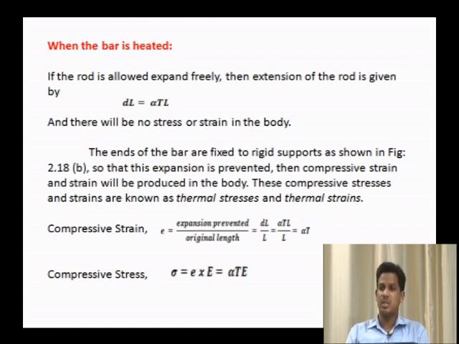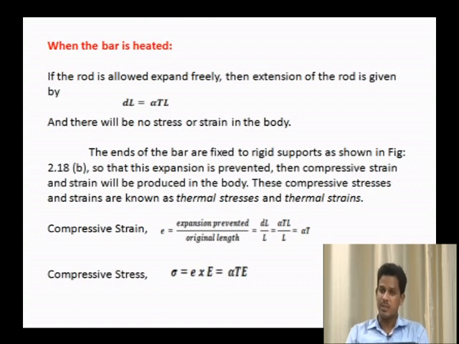The change in length is alpha T into L, that is the expansion prevented. Alpha T L divided by capital L. Capital L and capital L get cancelled, so the remaining thing is alpha T. If they ask you to calculate the compressive strain directly, you can substitute directly alpha into T.